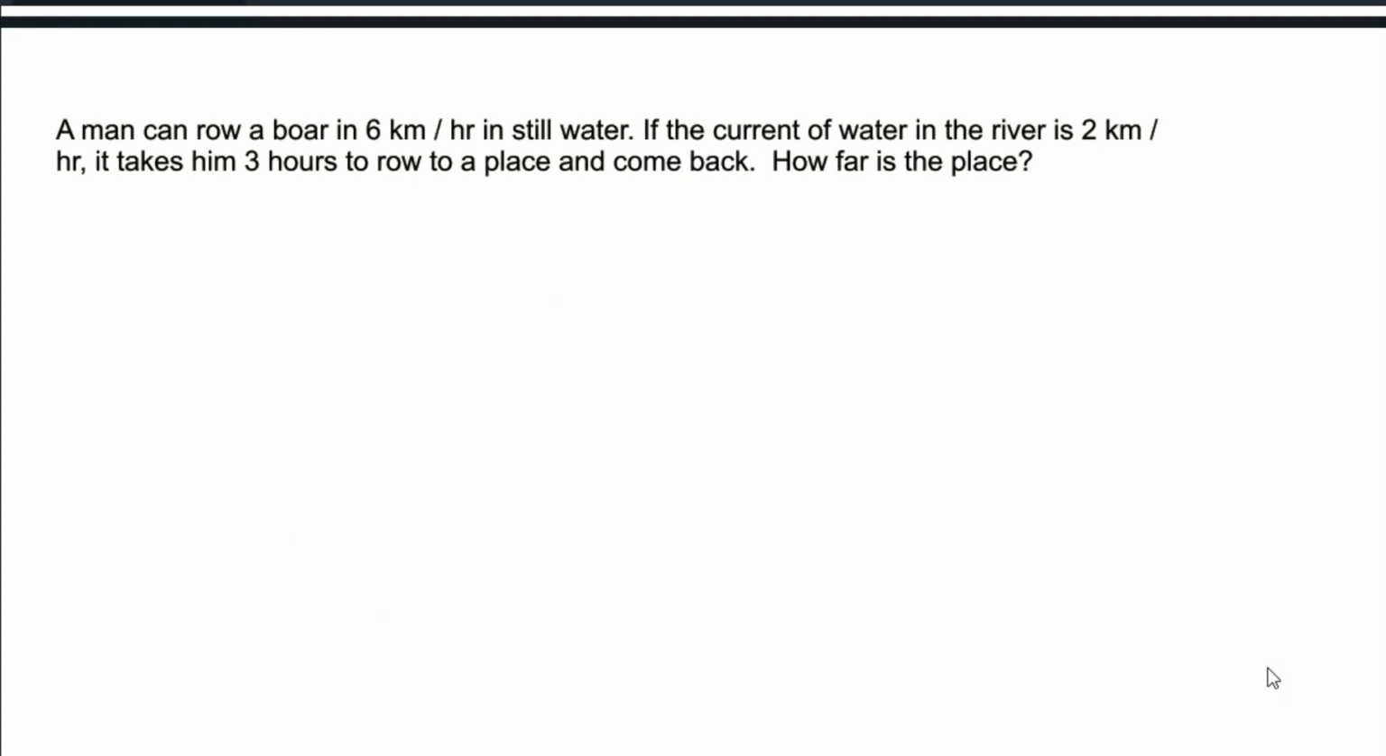A man can row a boat 6 kilometers in still water. In still water, matlab this is x. So x is 6, it is given. If the current of water in the river is 2 kilometers, current of water means y. So x is also given, y is also given. So let us see what he is asking for. And it takes him 3 hours to row to a place and come back. So go and come back. So total time taken is 3 hours for going upstream and coming down. How far is the place? So what is the distance? So read the question slowly so that you will get the answer.